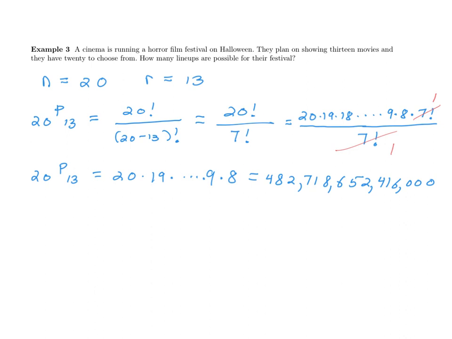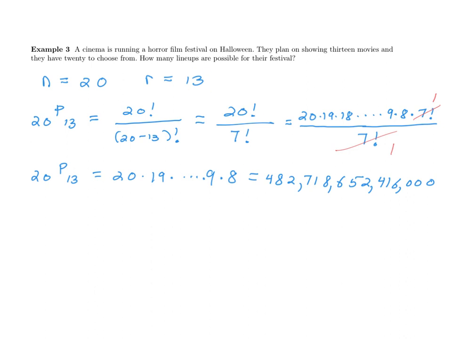All right, so that's millions, billions, trillions, 482,718,652,416,000. That's a lot. So that's the number of ways that, given 20 items, you can permute 13 of them.